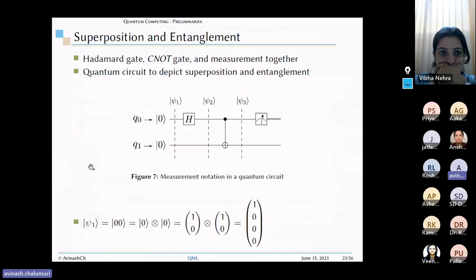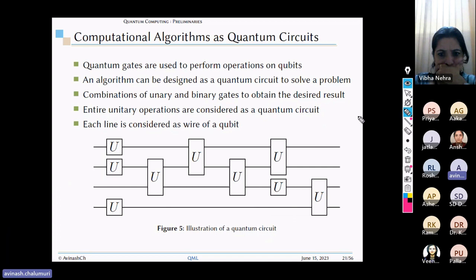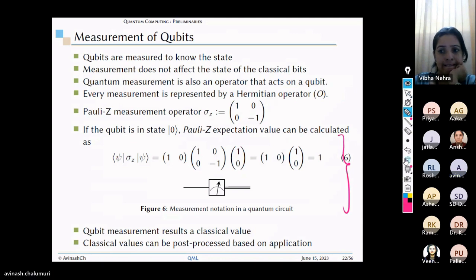So finally, as we see here, we actually need to measure in order to get the result. In order to get something out of it, you need to measure. That is why the result is obtained only after measurement, right? So how to measure? Again, there are mathematical operations in linear algebra to do that. By the way, linear algebra is a mandatory thing you need to know before you start doing any quantum thing. The same goes for machine learning also.